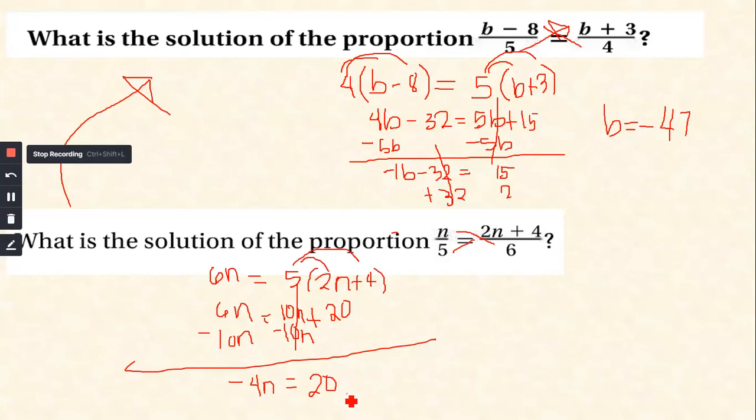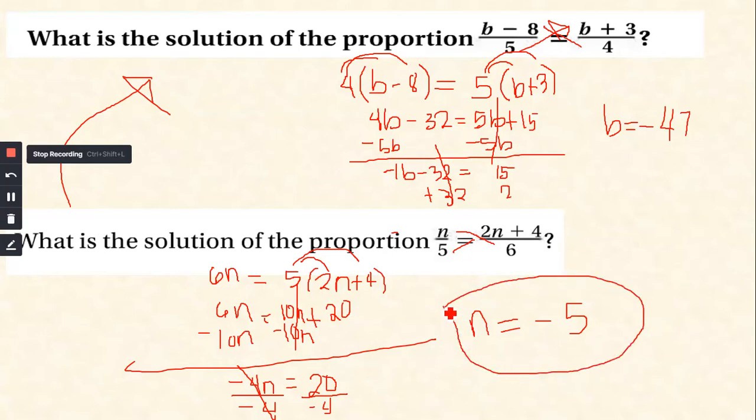And then after that, you're going to divide each side of the equation by negative 4. Negative 4 divided by negative 4, that is 1. So we have there n is equal to 20 divided by 4, that is 5. And positive divided by negative, that is negative. So the answer is n equals negative 5.